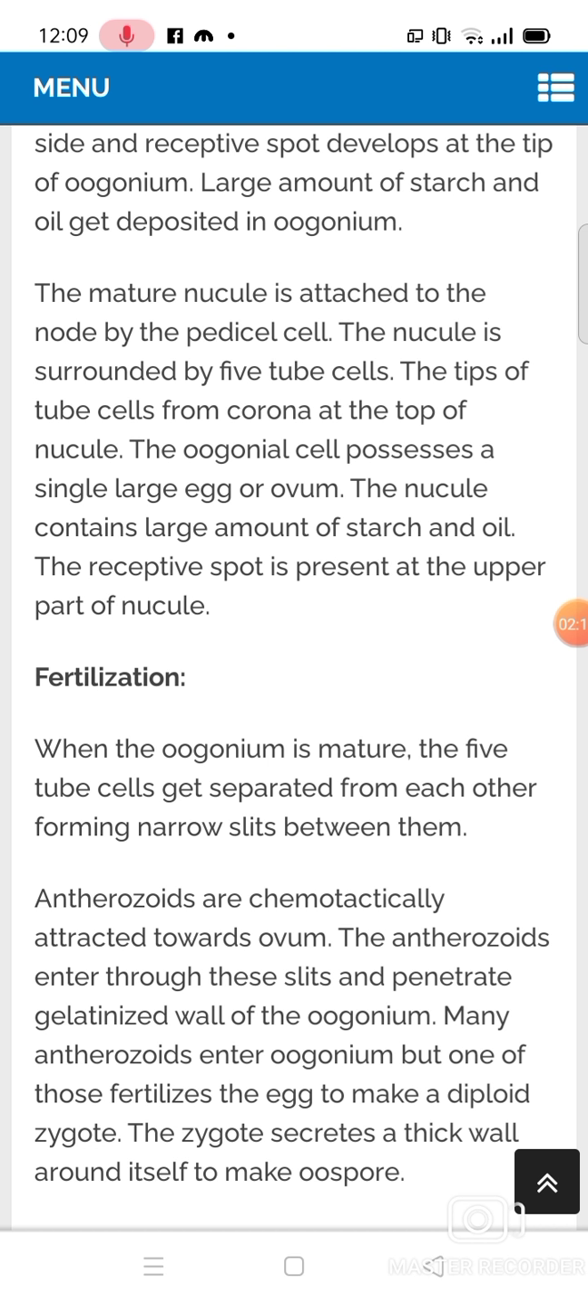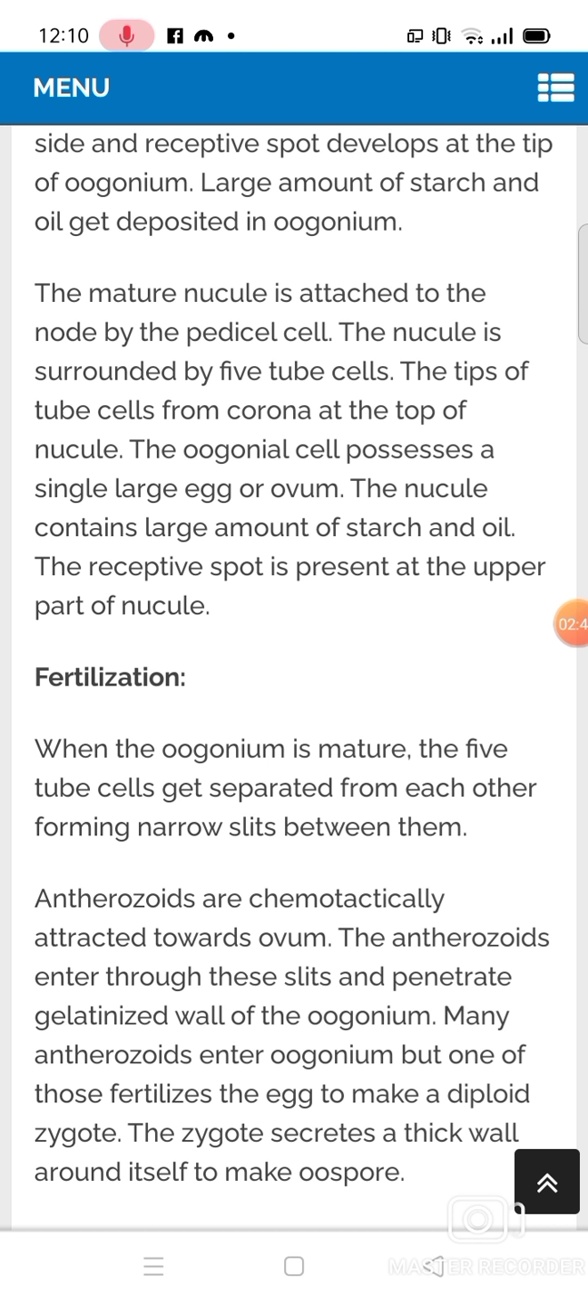Many enterozoids enter the oogonium, but only one enterozoid, only one sperm cell, fertilizes the egg to make a diploid zygote. There are a number of sperm cells that enter the oogonium, the female reproductive organ, but there is only one large egg cell, and only one sperm cell will get a chance to fertilize the egg to make a diploid zygote.